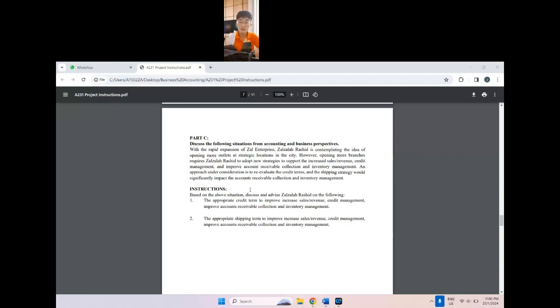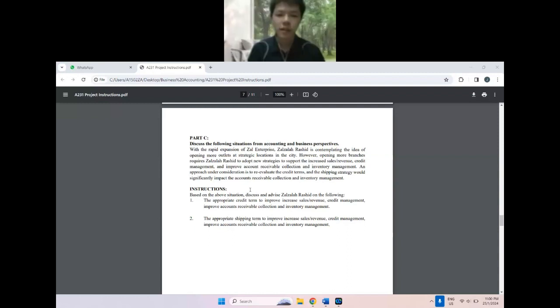Another appropriate shipping term to improve sales and revenue is location-based shipping discount. This will provide shipping discounts or promotions based on the customer's location. This can also encourage sales in specific regions and help you target different markets effectively. Yeah, a good point. I think that's correct.